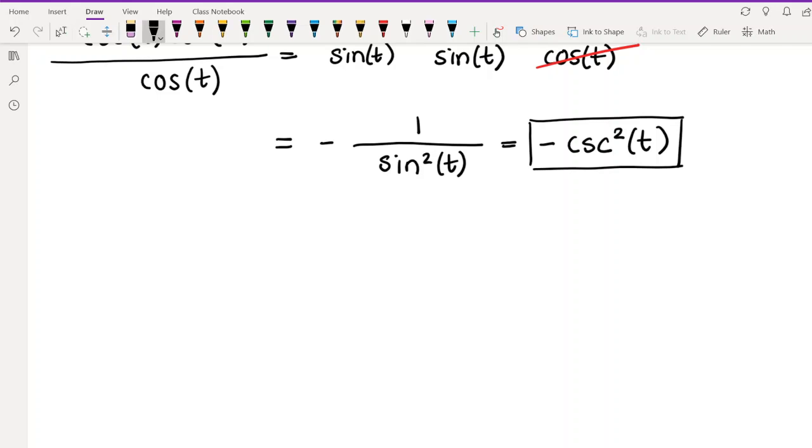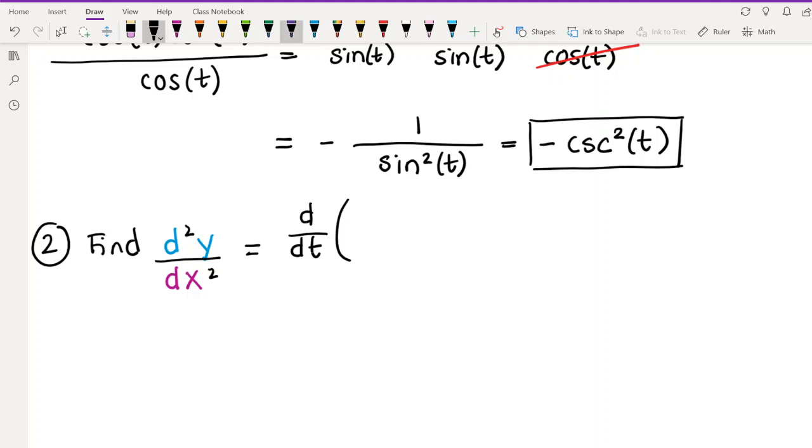And now let's find the second derivative. So now we're going to find d squared y over dx squared. Okay, so how does this formula work? Well, we have to find the first derivative of dy dx. So we'll take another derivative of what we just got in the previous one, and then we divide that by dx dt.